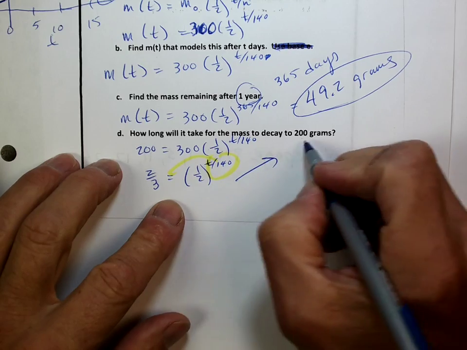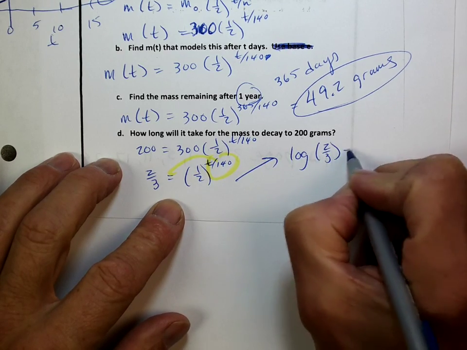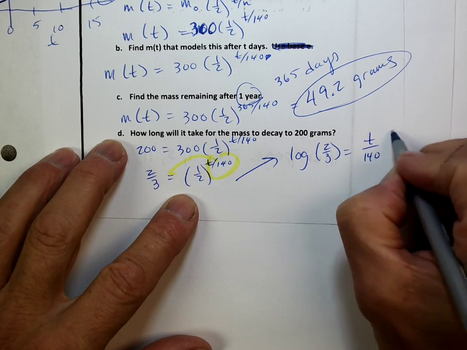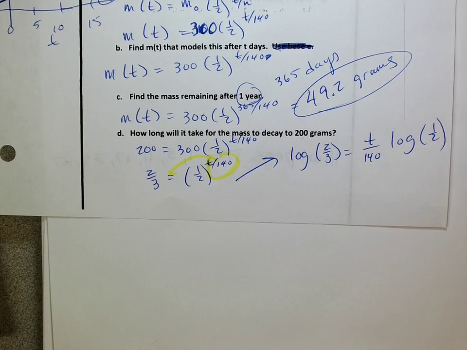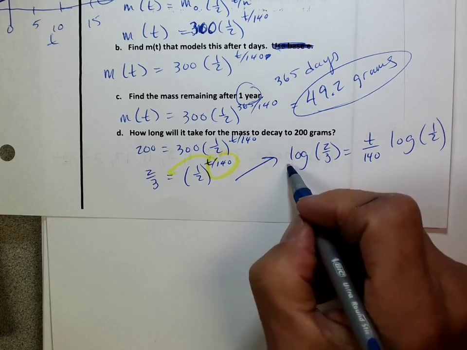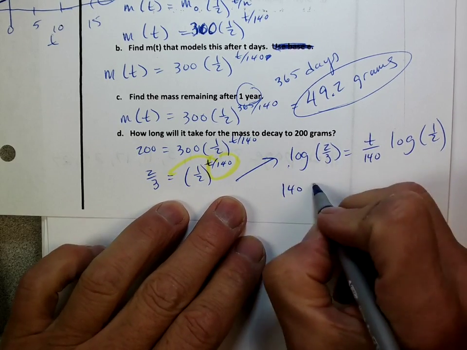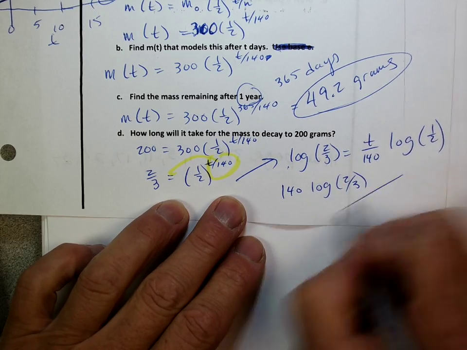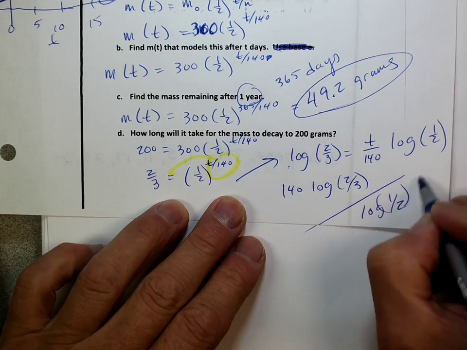So I'll just take the log. I'll go the log of 2/3, and that's going to equal T over 140 times the log of 1/2. If I multiply by 140, bring the 140 up, I'll have 140 log of 2/3, and then I'll divide by the log of 1/2, and that's going to be T.